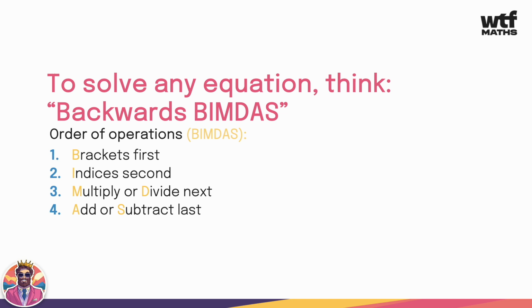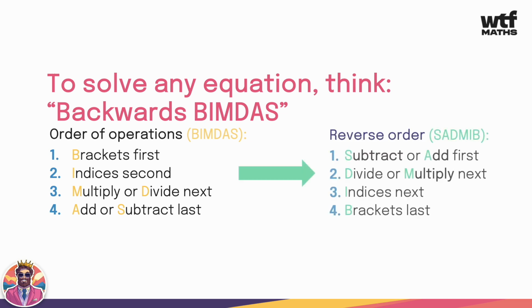So when we solve equations, we're just going to turn that on its head. We're just going to do the reverse order. We're going to get rid of any subtracting or addition first, whatever's closest to the variable. We're then going to get rid of any dividing or multiplying next. Then we're going to get rid of any indices, and finally get rid of any brackets. So we're just going to do the reverse order to what we're used to.